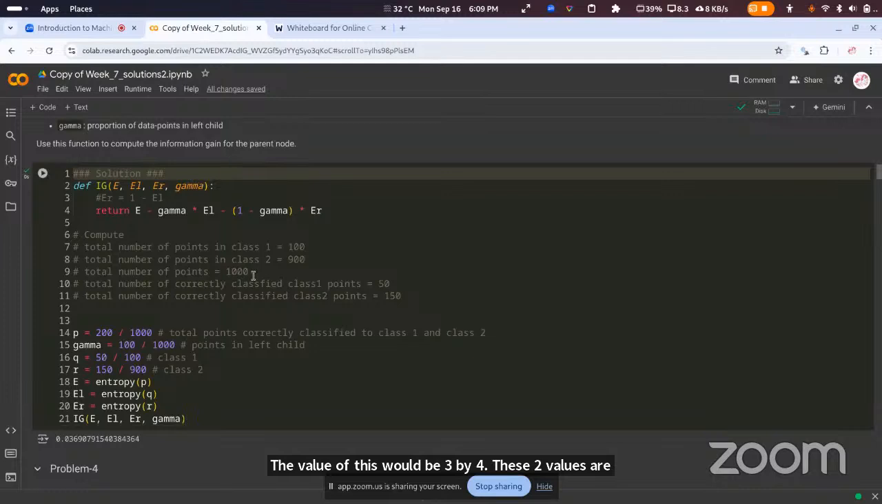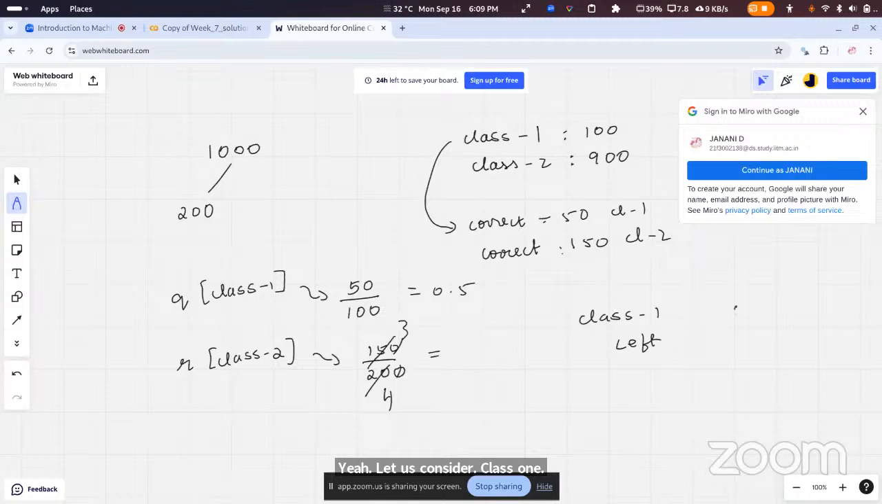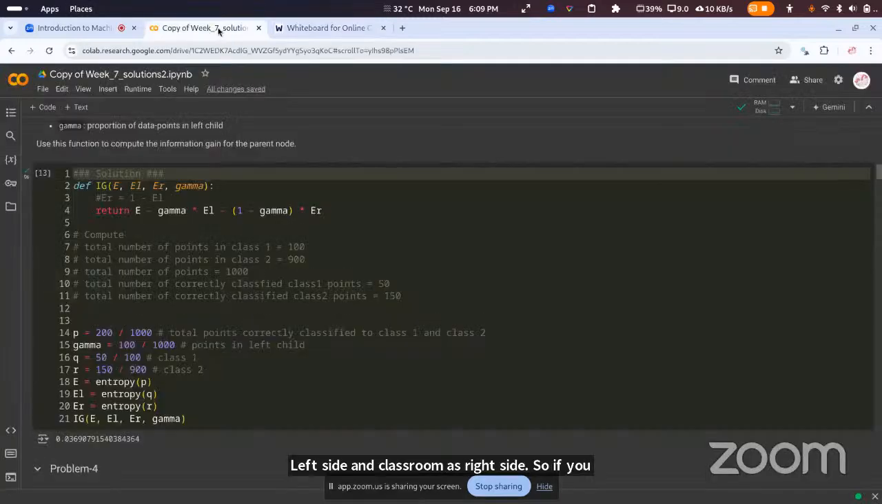The formula for information gain is E minus gamma into EL minus 1 minus gamma into ER. I'll explain each and every term here. Let us consider class 1 as the left child and class 2 as the right child. So EL is for the left one, EL is going to be the entropy of Q, ER is going to be the entropy of R, and E is going to be the entropy of P.